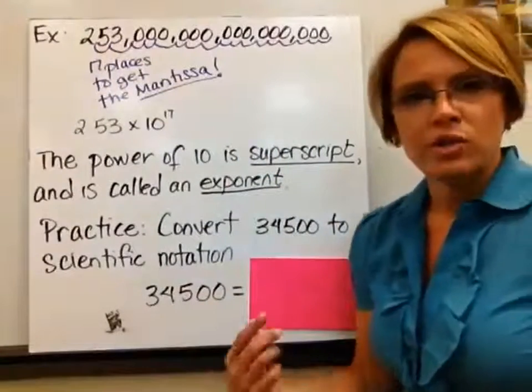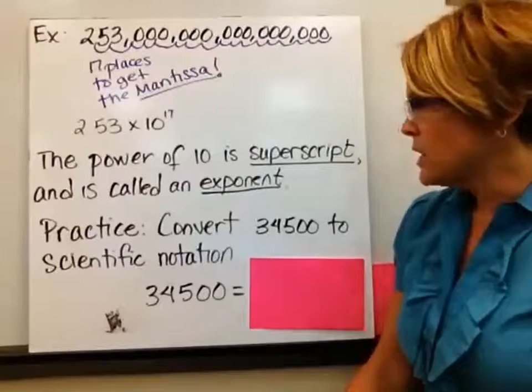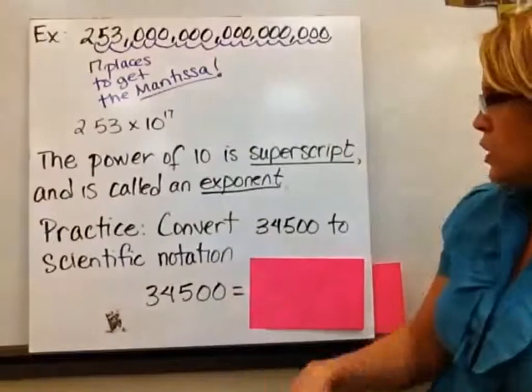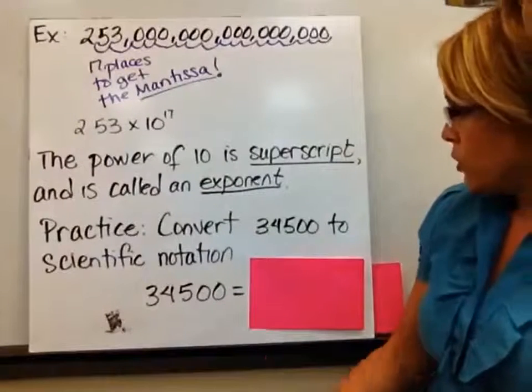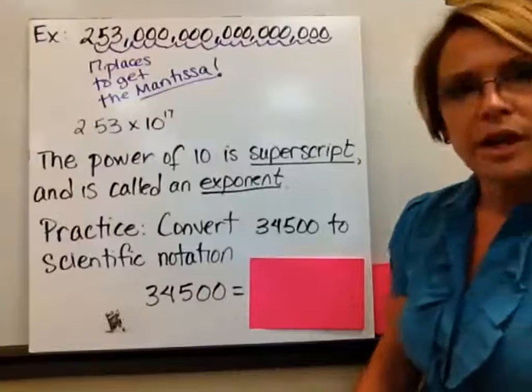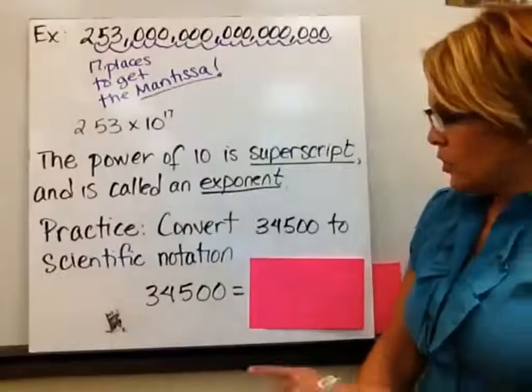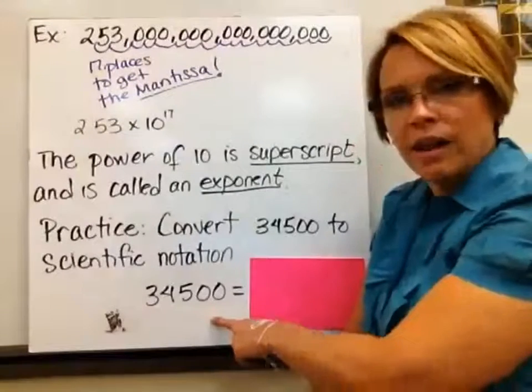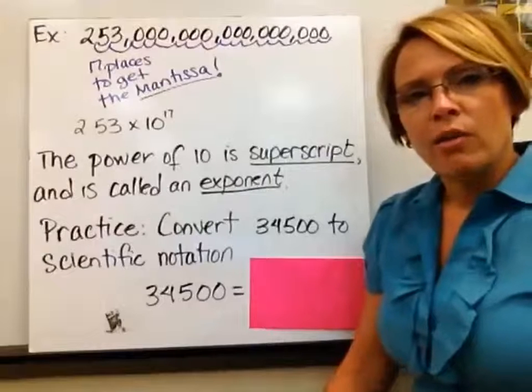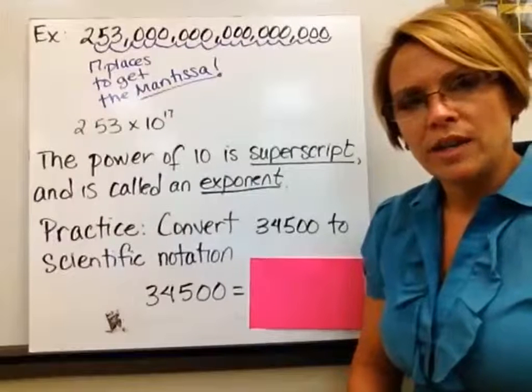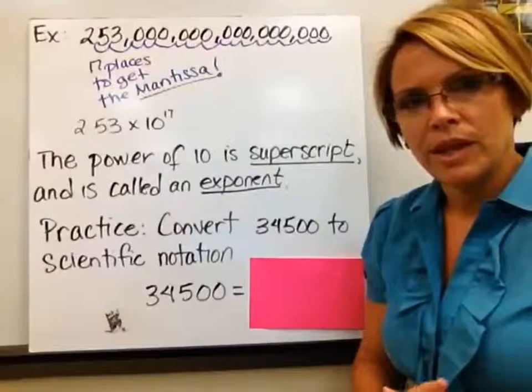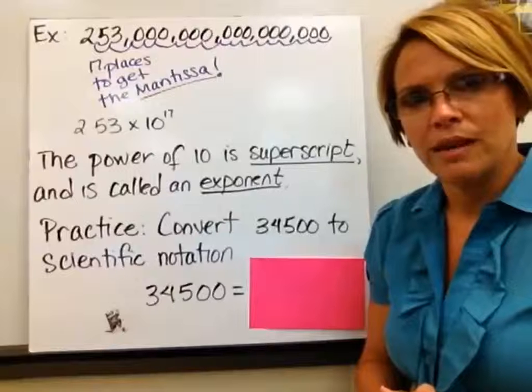So let's do a little practice here. You may want to just write this down in your notebook as practice. So the question is convert 34,500 to scientific notation. So if you write out that number longhand there, think about what you would have to do to write it in scientific notation. Okay, take a couple seconds to think about that and then write down the answer.